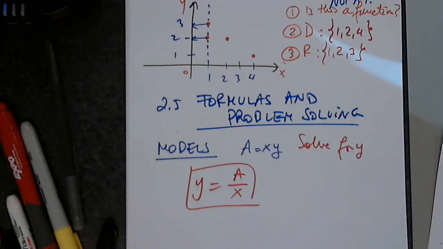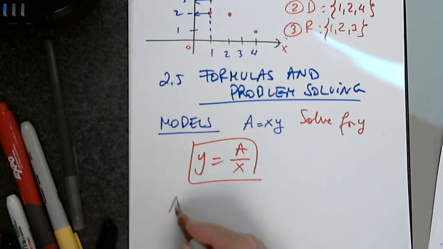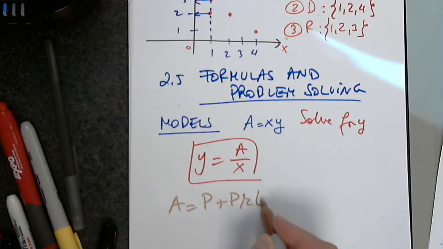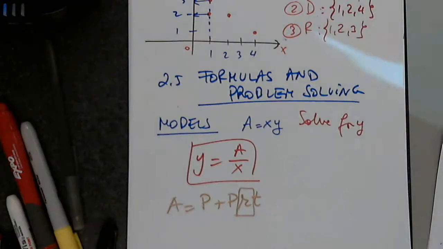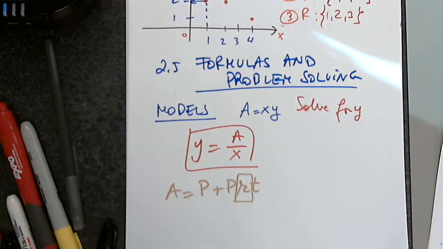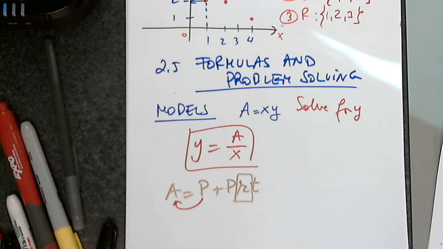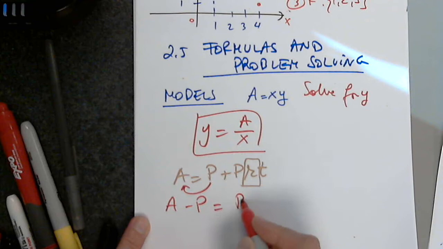Okay. Let's say another formula from economics. A equals P plus PRT. Let's say we are asked to solve for R. What will be the first step towards solving for R? Of course, I have to get this out of the way because it's a term that does not contain the variable and it has to go to the other side where I have terms with no variable. So this is A minus P equals PRT.